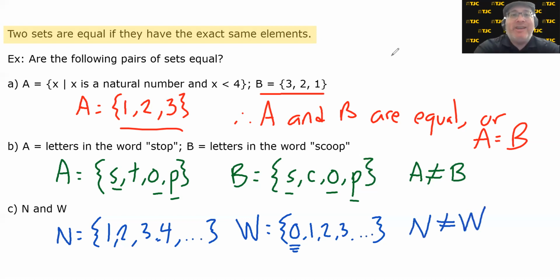So the concept of set equality is really pretty straightforward. If your elements are exactly the same, your sets are equal. Otherwise, you're not. Well, what does it mean for two sets to be equivalent?